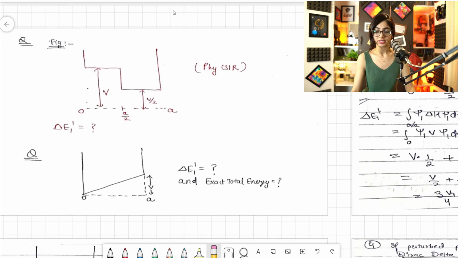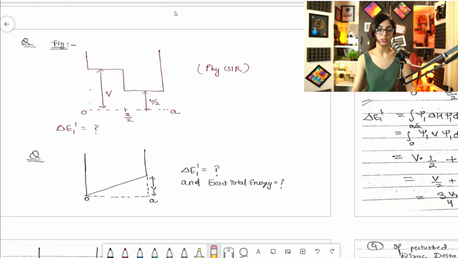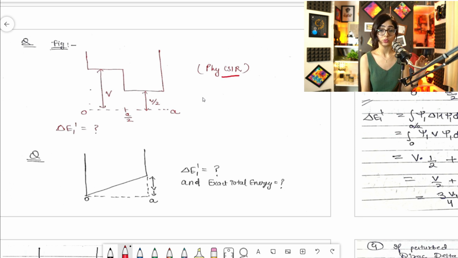So that question is this one. Again, this is a physics CSIR question, but a completely expected topic and a completely expected question in your exam, which I can see could come. So don't avoid it if you are a chemistry student, because when you practice at this level, only then will you be able to attempt questions at this level. So let's proceed.